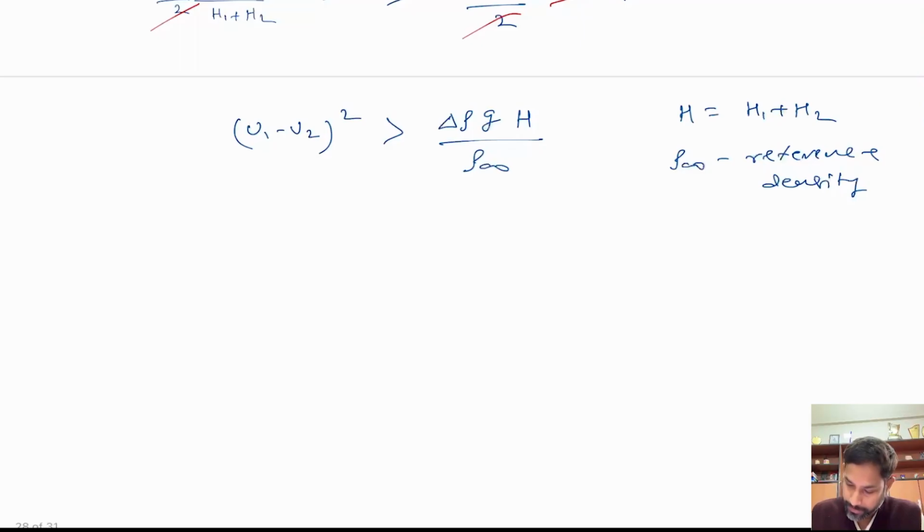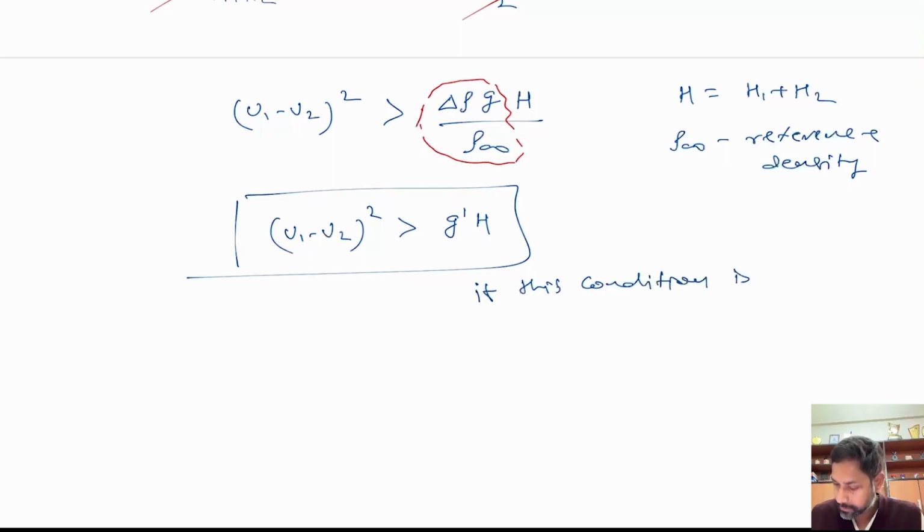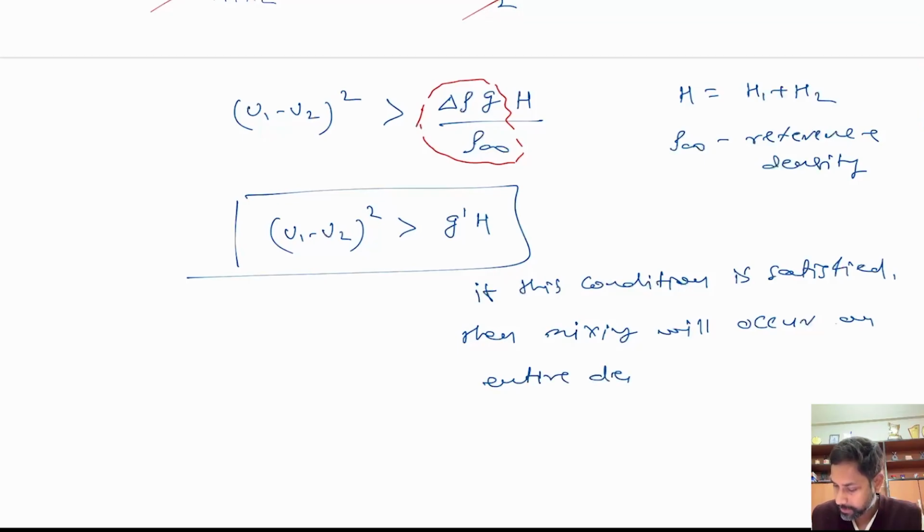And what you see here is a familiar term which we have already seen in the past, right? And that is the g prime value. So (u1 minus u2) squared must be greater than g prime h. Okay, if this condition is satisfied, then mixing will occur on the entire depth, that is h.